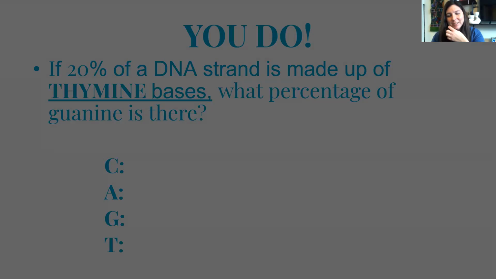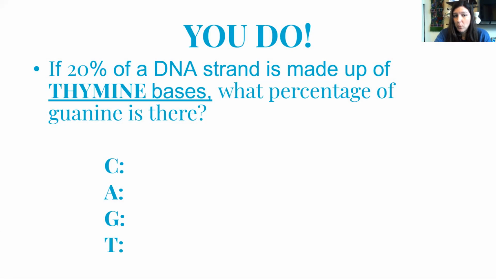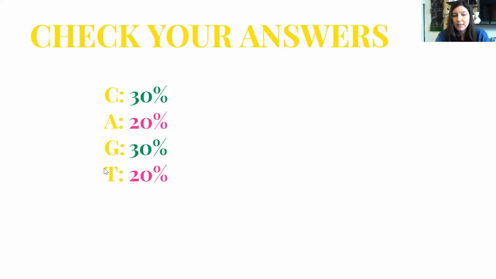Sorry, just kidding. And check your answers. So previously, 20% thymine. We know that adenine is also 20%. 20 plus 20 is 40, so 100 minus 40 is 60. We divide 60 by 2, and we're left with 30% cytosine and 30% guanine.